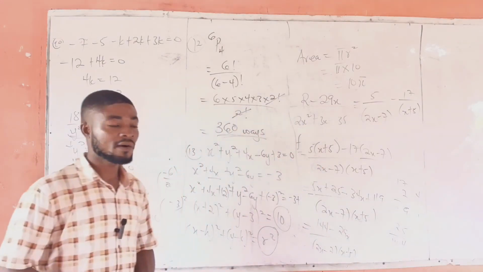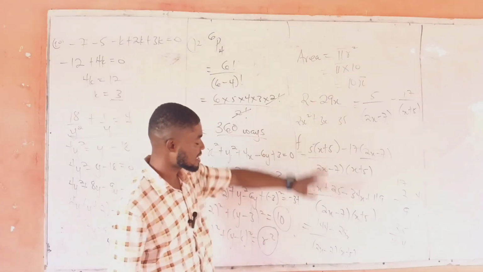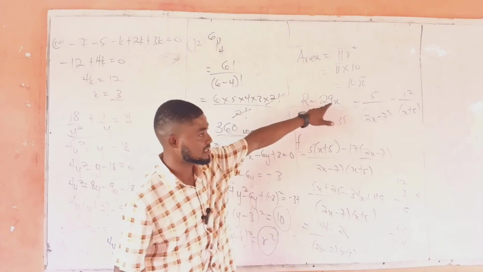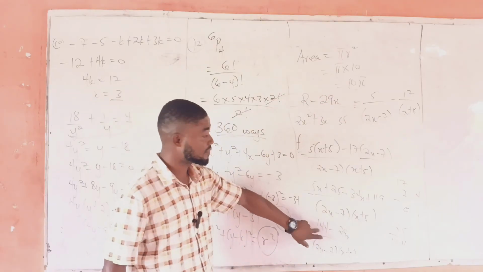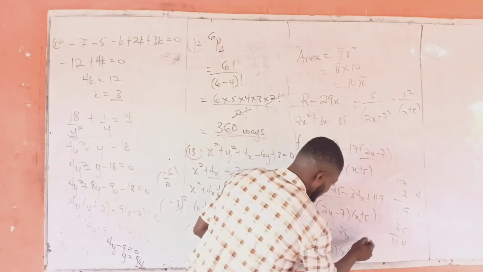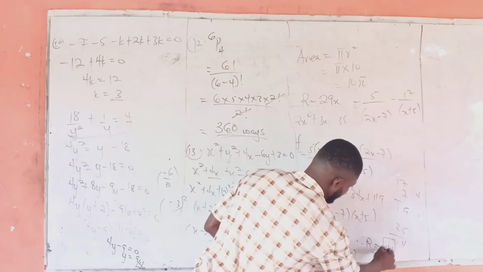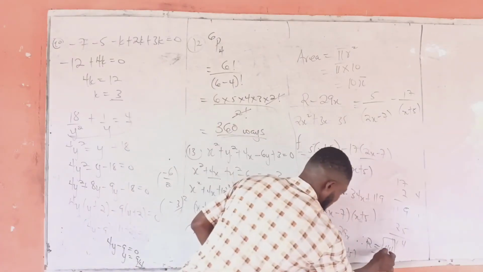And so from our comparison, when you compare this with what we have on the left hand side, we have minus 29x as a numerator, and then there's r over here, which is now 144. So therefore, r is equal to 144. As simple as that. No stress.